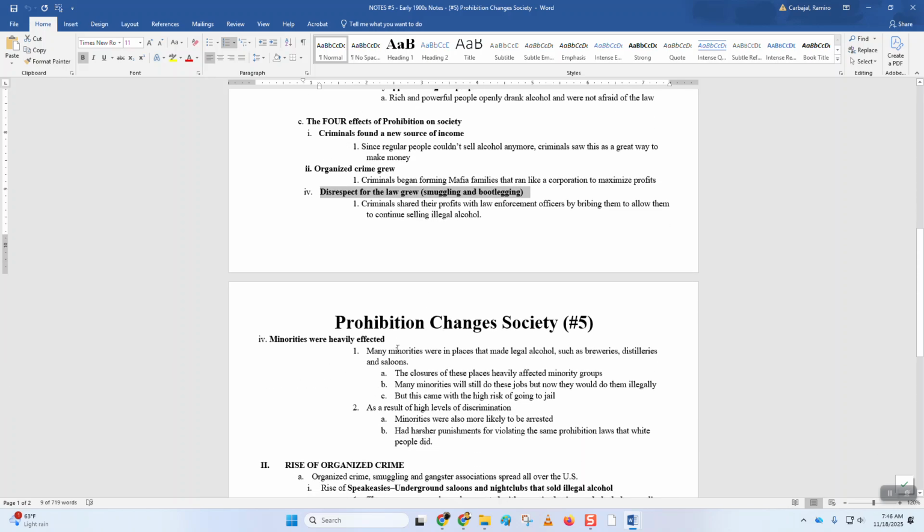Fourth one, minorities will be heavily impacted with this because many minorities worked in places where alcohol was legal, such as breweries and distilleries. That meant when they closed the breweries, the distilleries and the saloons, they're the ones who are going to lose a lot of these jobs. So it's going to hit them hard. And then there's high levels of discrimination as well, where oftentimes they would raid, say, illegal bars, and a lot of people were drinking illegally, and a lot of the time it was minorities who were the only ones who got arrested, and they let white people go, the good white people go. And it was the minorities, the ones who got arrested.